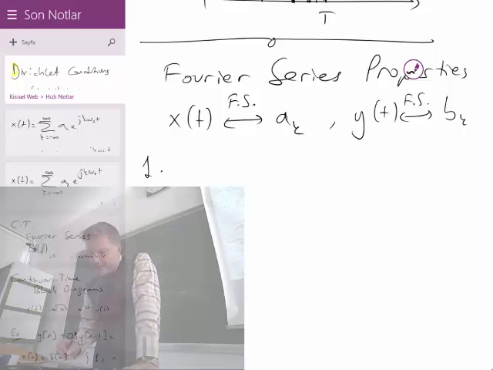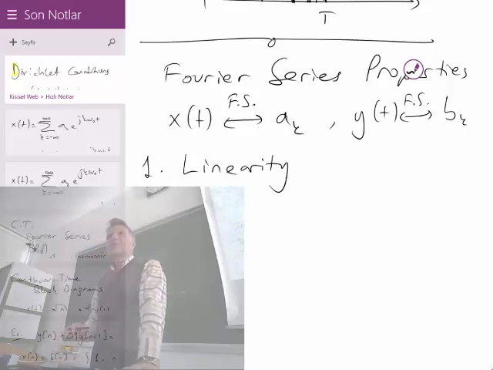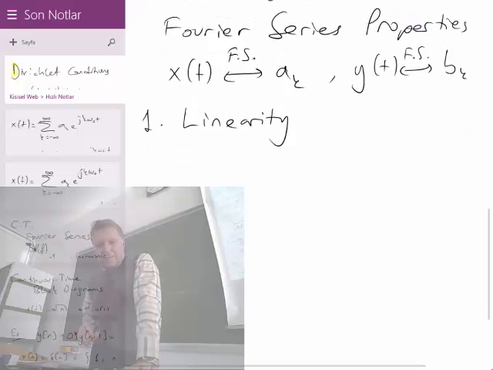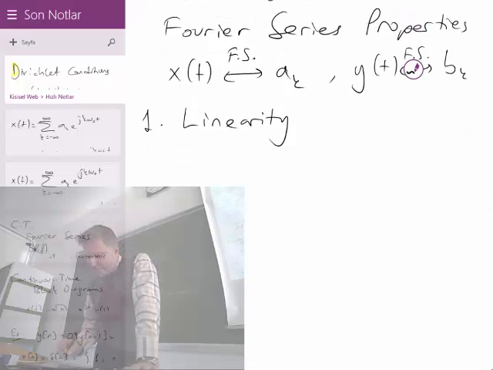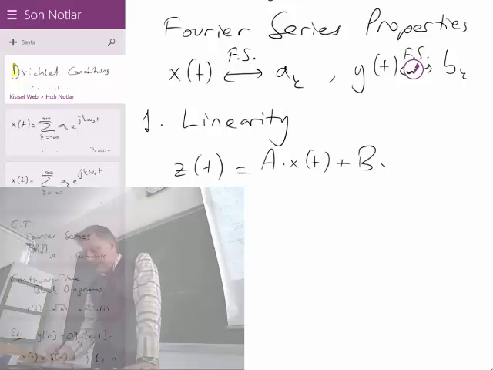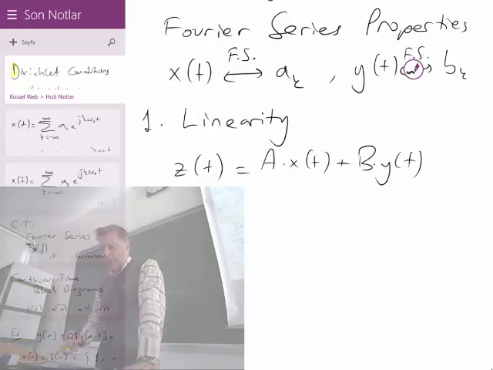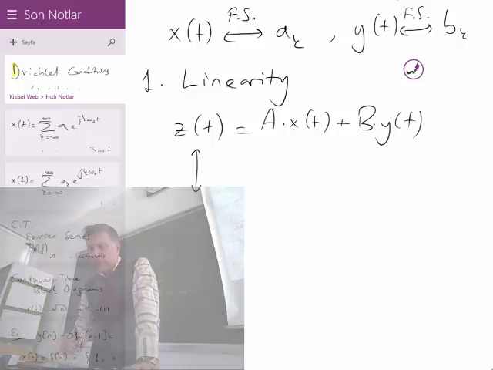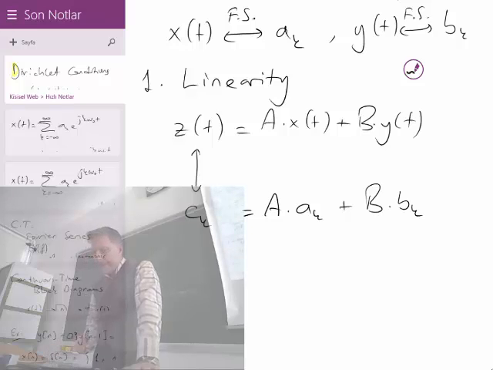The first property is the linearity. It's like the properties of the systems. By linearity, what I mean is this. If you construct a new signal, z of t, as a times x of t plus b times y of t, then the Fourier series coefficients of this new z, let's call them c_k, are equal to a times a_k plus b times b_k.